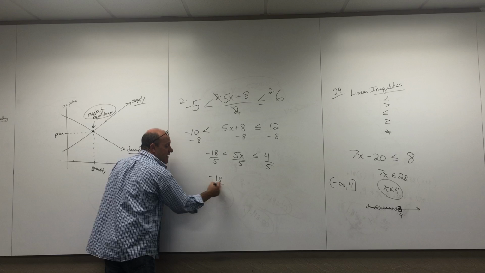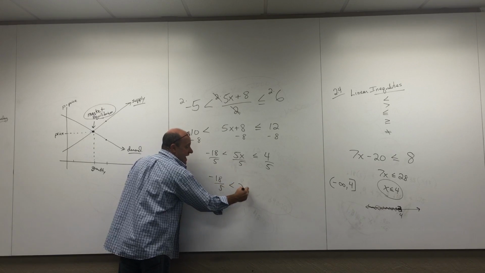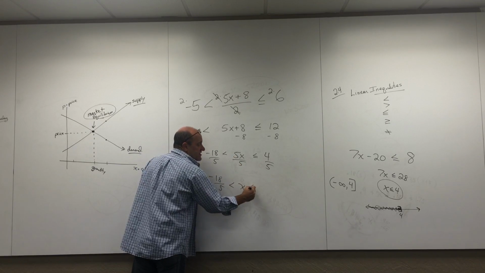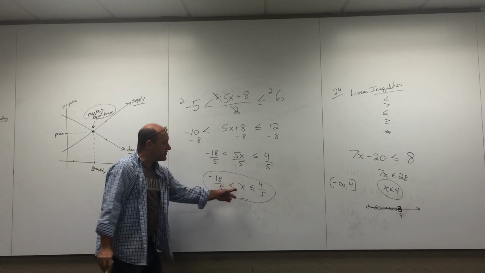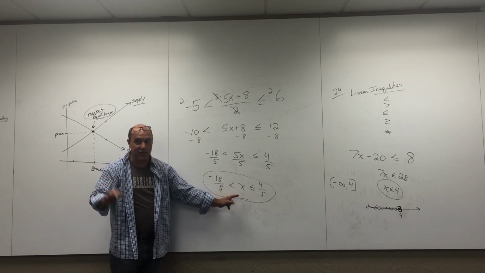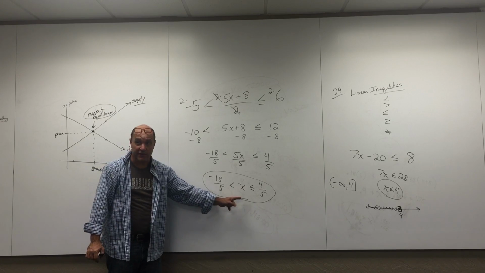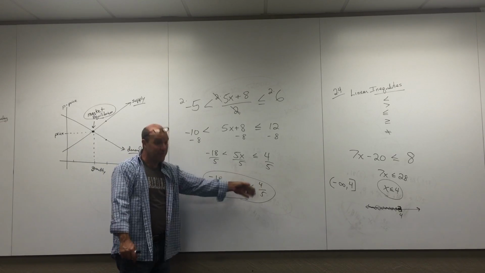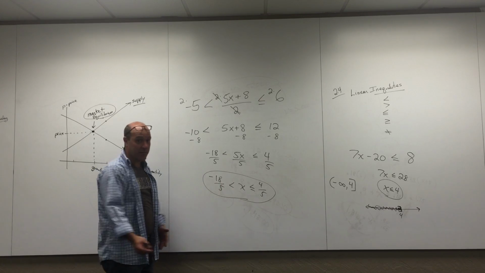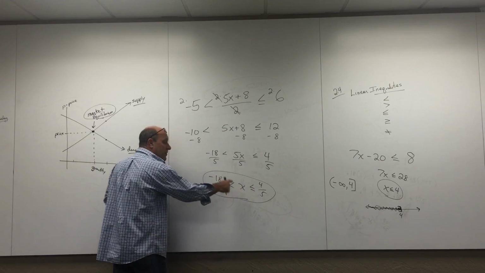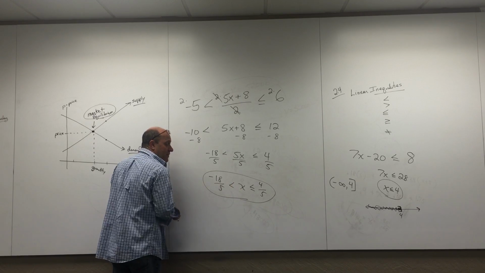There's my answer. Negative 18/5 is less than x in the middle, which is less than or equal to 4/5. When you write this, you can read it accurately. What I see is very clearly x is between those 2 numbers. To me, that's what it says. It's less than or equal to that number, but at the same time, it's greater than that number.